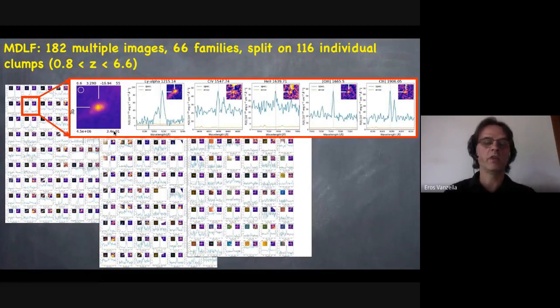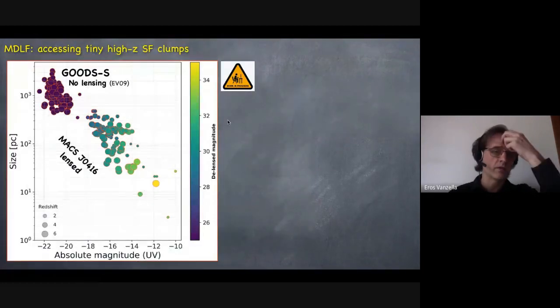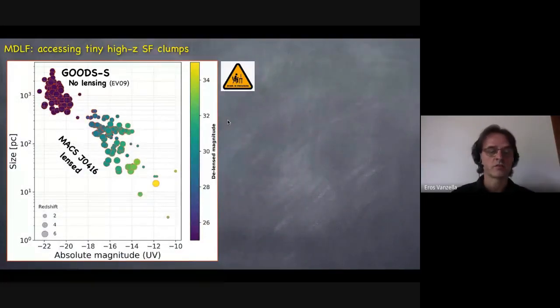It's still preliminary, but we are building a sample of something that is quite interesting. And this is summarizing what I was saying. This is a plot showing you the size versus absolute magnitude. Color coded as the lens magnification. So okay, this is the intrinsic magnitude, and the size of the symbols is marking the redshift.